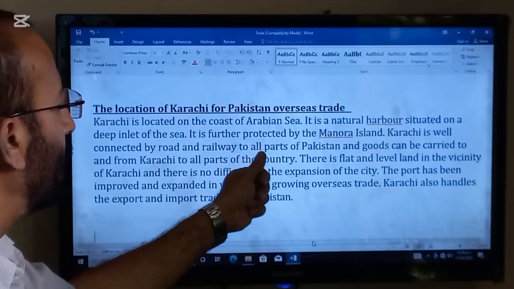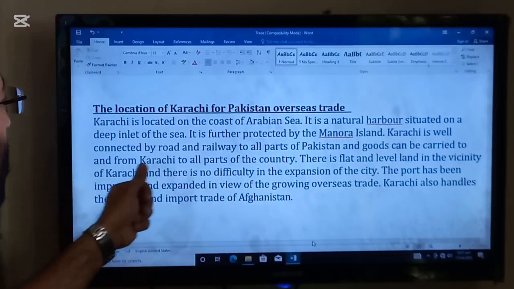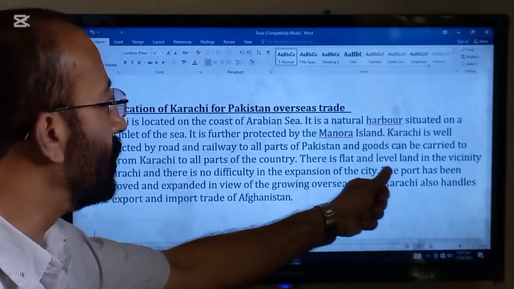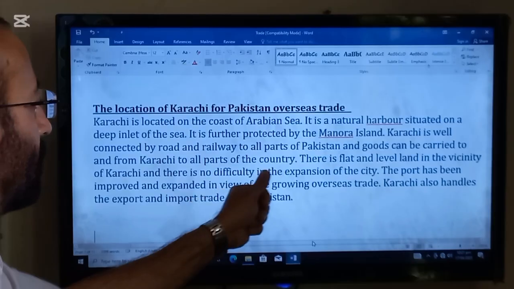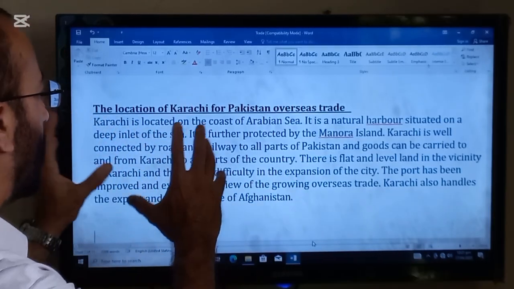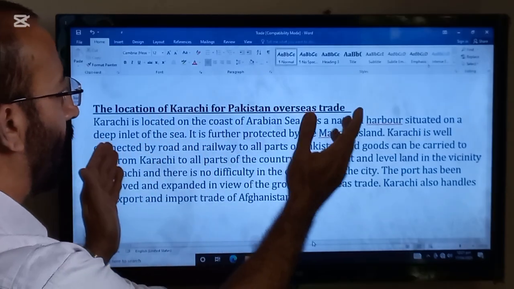It is further protected by Manora Island. Karachi is well connected by road and rail to all parts of Pakistan, and goods can be carried to and from Karachi to all parts of the country. So these are helping points. That's why Karachi is very helpful in location for overseas trade.